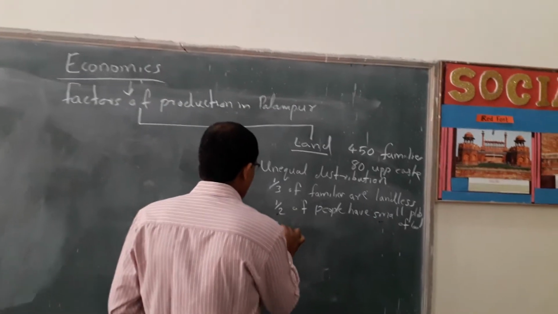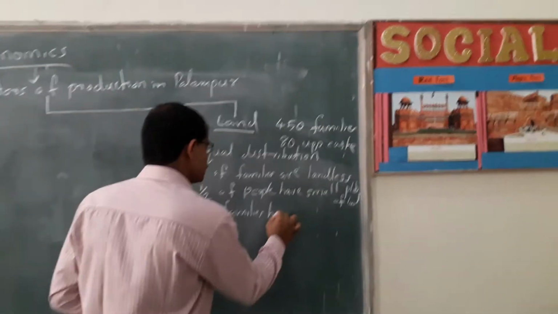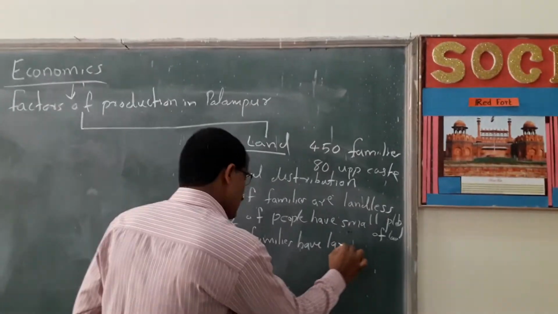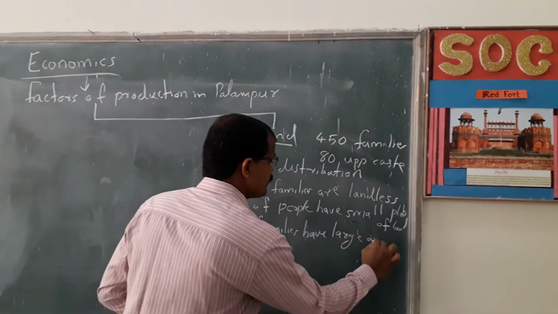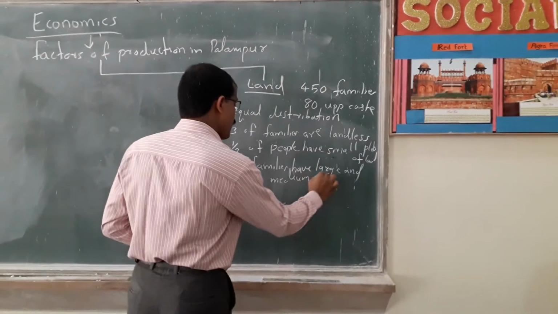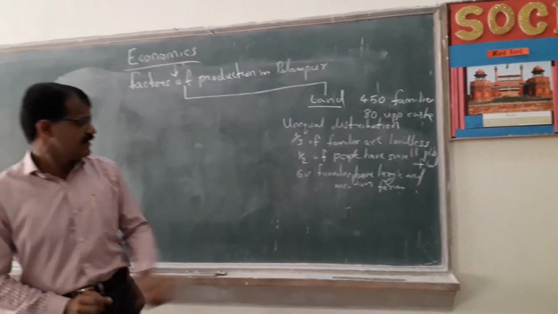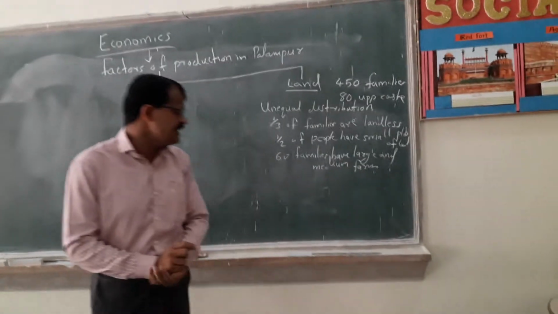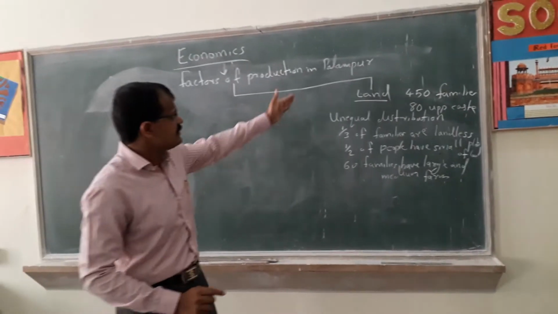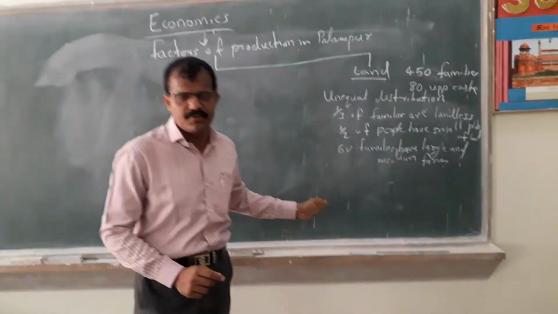Again, 60 families have large and medium farms. Listen, this is the land distribution, the first factor of production, land, in Palampur.